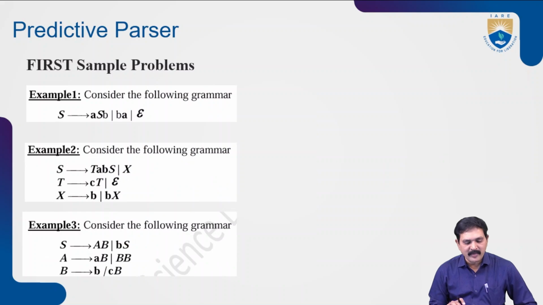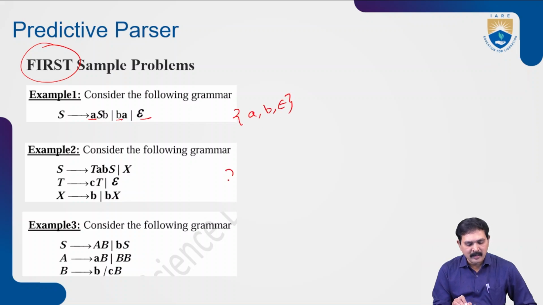So here I am giving some sample examples. Here for this case you can apply the first algorithm. So you do first of S yourself. First of S, but the symbol a or b or null. So we have to write the results: a, b and null. Another case is first of T, which is nothing but small c value, and null value can also be included, and I think that's enough, right? So first of T is only for c comma null.